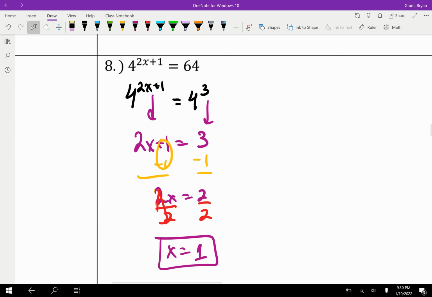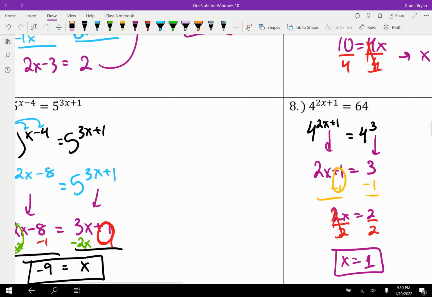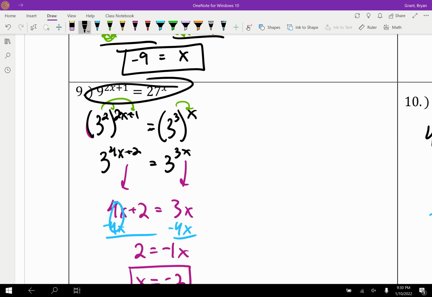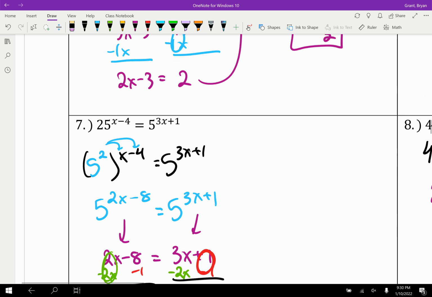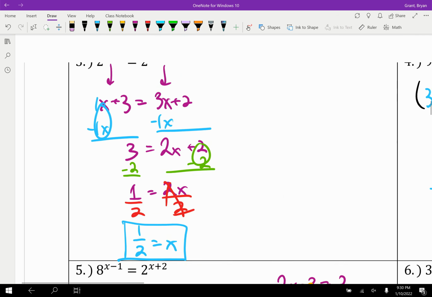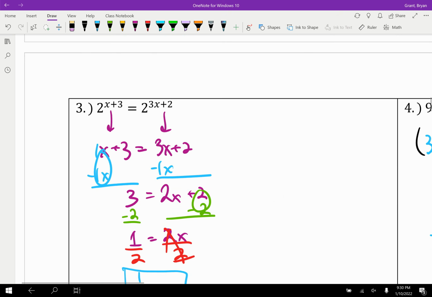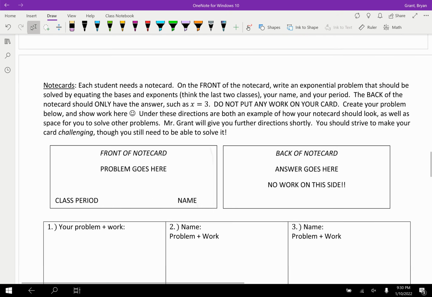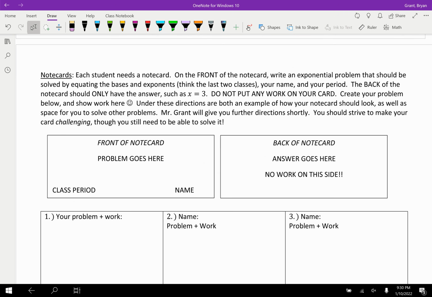You can make it an easy one like problem 8 that only has x's on one side, or you can make it more challenging like 7 where it has x's on both sides. You can choose if you want to change both bases like 9 or just one base, or if you really want, you can make the bases the same, but that's kind of boring. And here's the kicker. You need to be able to solve your problem. So you can make it as tricky as you want. As absolutely tricky as you want, but you need to be able to solve it.